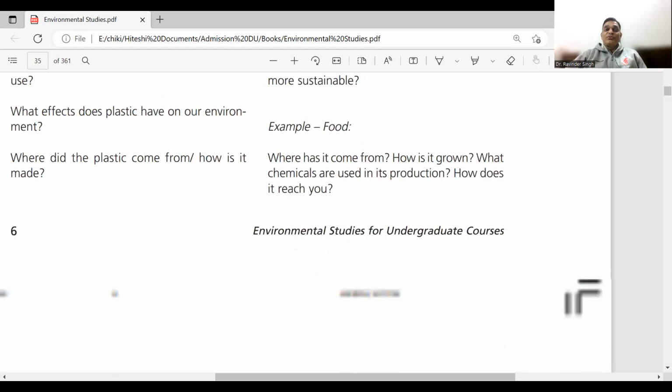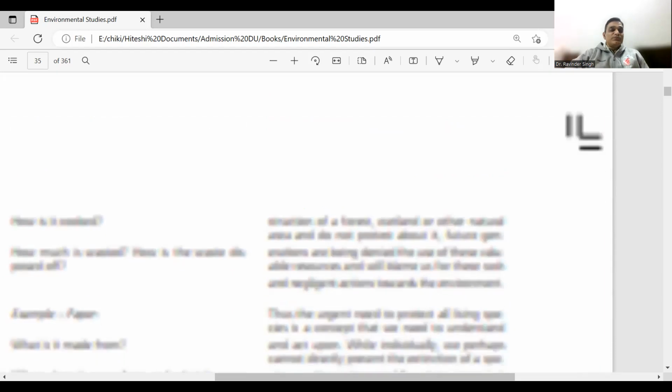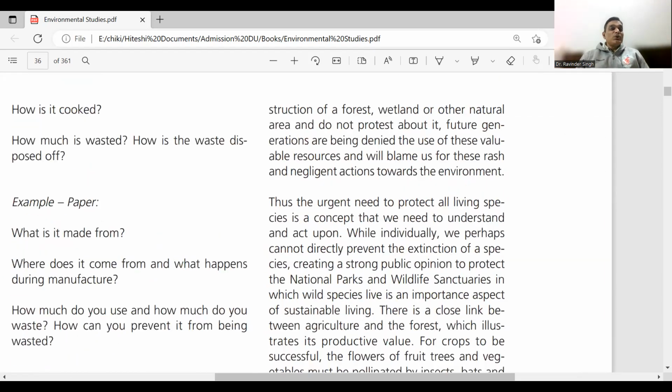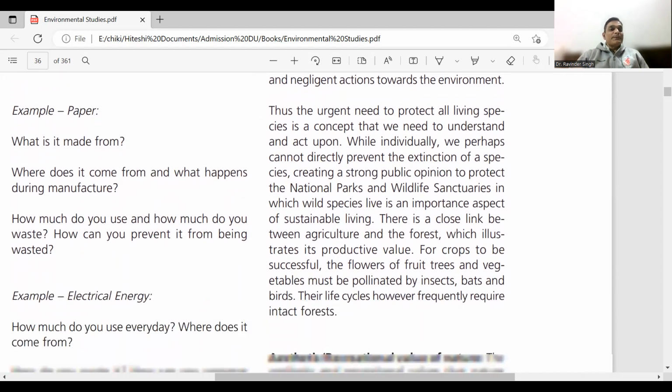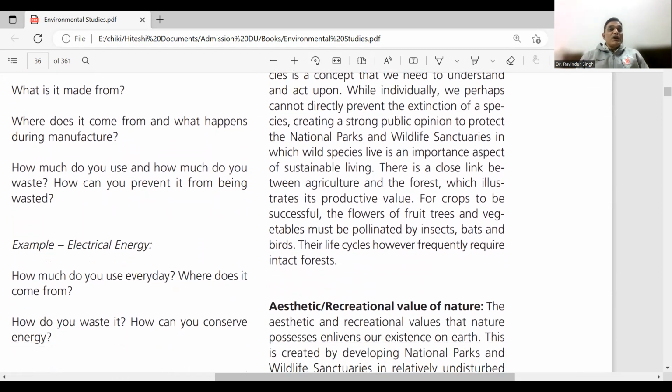Next example is food. Where has it come from? How is it grown? What chemicals are used in its production? How does it reach you? How is it cooked? How much is wasted? How is the waste disposed of? Next example is paper. What is it made from? Where does it come from? And what happens during manufacture? How much do you use and how much do you waste? How can you prevent it from being wasted?